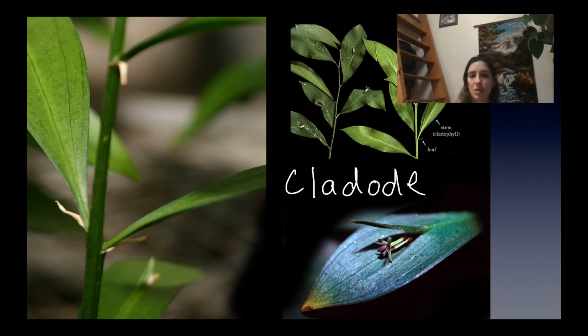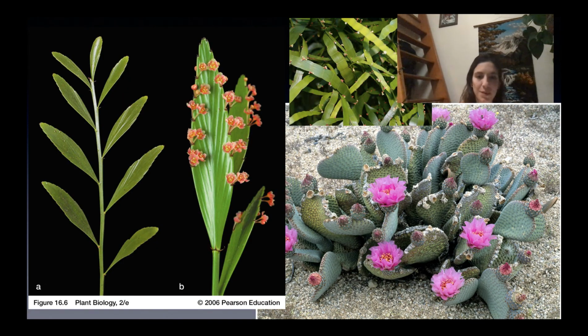Definition of a cladode is simply a stem that is acting like a leaf. Now, I want to be clear about something. I also hear this called a cladophyll sometimes. Crazy. Here's some more examples of cladodes.